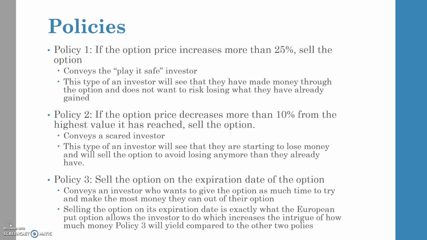So this conveys a scared investor. This type of investor will see that they are starting to lose money that they've already gained, and they will go ahead and sell it to avoid losing any more than they already have. And then policy 3 states to sell the option on the expiration date of the option. This conveys an investor who wants to give the option as much time as possible to make the most money they can out of their option. Selling this option on its expiration date is exactly what the European put option allows the investor to do, but we made this policy 3 because we found some articles that indicated that this would be the best option to make the most money out of your option. So it's going to be really interesting to see if the European put option approach actually does yield the most money compared to these other two options or not.